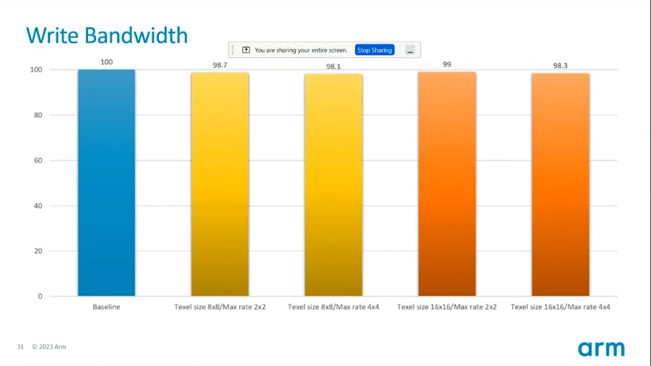And finally, there's the write bandwidth. Here, we don't really expect VRS to have any impact at all, since while we are doing fewer fragment shader invocations, we're still writing out exactly the same number of pixels. But we are writing out more of the same pixel, which means that the frame buffer compression is able to do a slightly better job. But overall, not a big saving in write bandwidth.